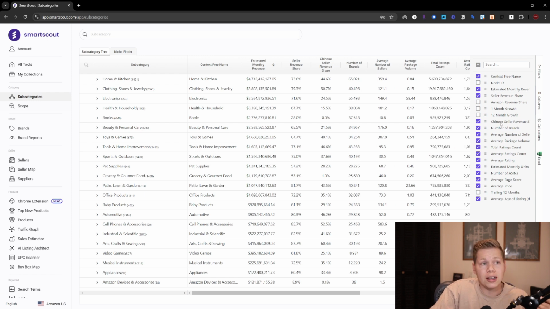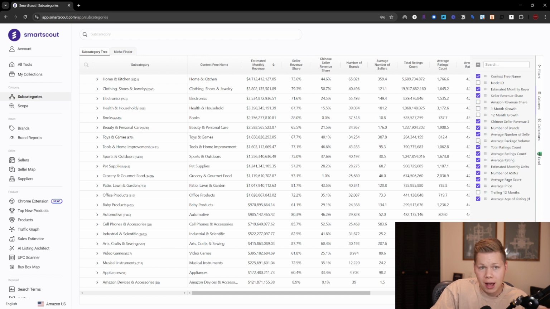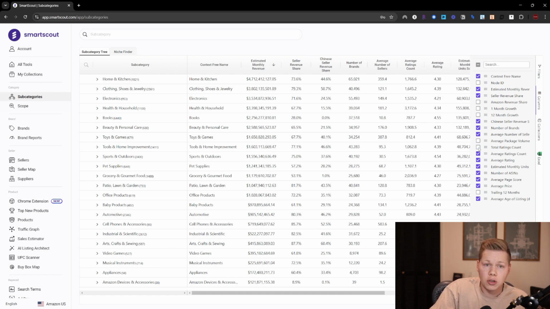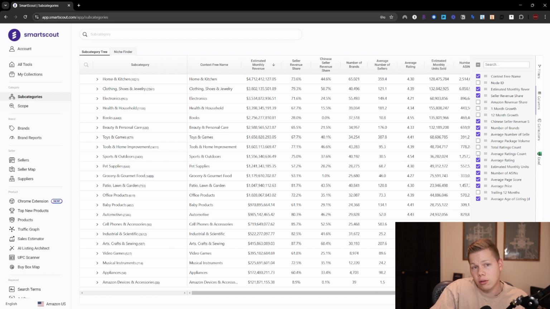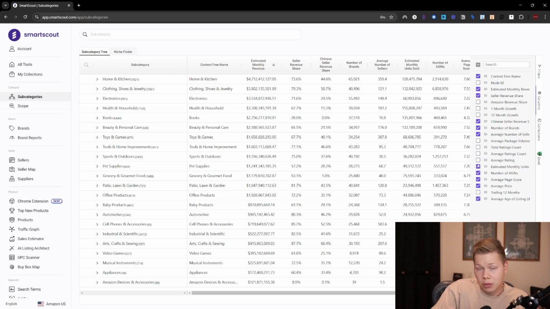Another super cool one is a Chinese seller revenue share, okay? Meaning how many Chinese-based sellers are actually selling their own products in this category. We want to try to avoid those. So we're going to leave that on. Number of brands. This could talk about some opportunity. Average number of sellers. I like this one as well. Average package volume. I don't care how big the packages are. Total ratings count. Not super relevant here. Average ratings count. Again, don't really care. Average rating, let's get rid of it. Estimated monthly units, this could be cool. Let's leave this one in.